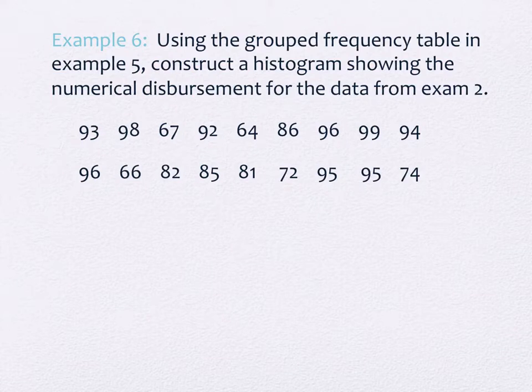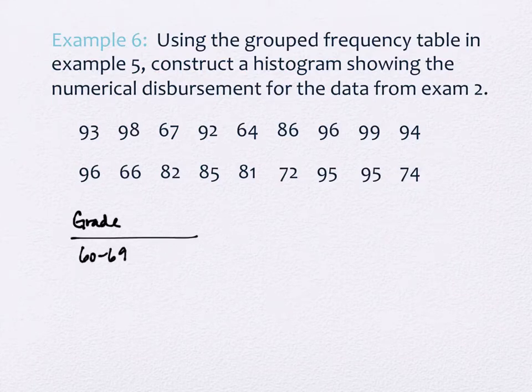So we're going to start by taking a set of data that you already did look at before when you watched the previous video. It's the grouped frequency table we did in example 5. And we're going to construct the histogram that shows this numerical distribution from the data. And since I can't copy and paste it because I don't have it in here at the moment, you had something that looked like this. You had 60 to 69, 70 to 79, 80 to 89, and 90 to 99.